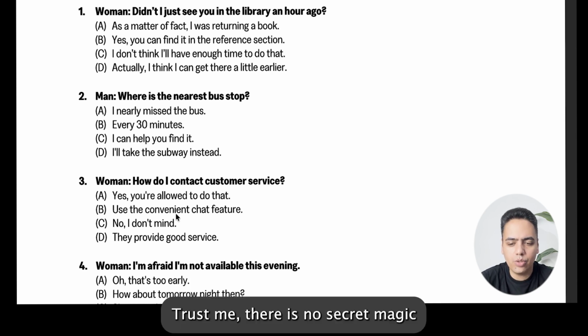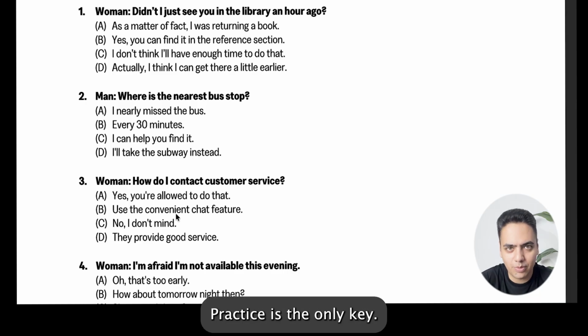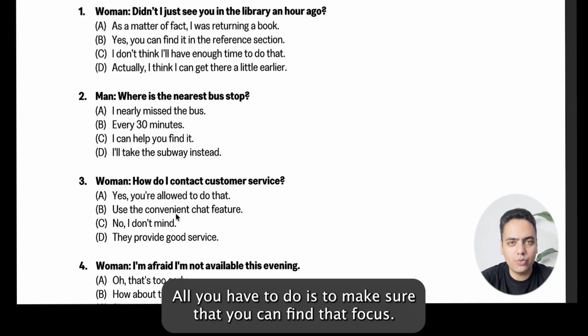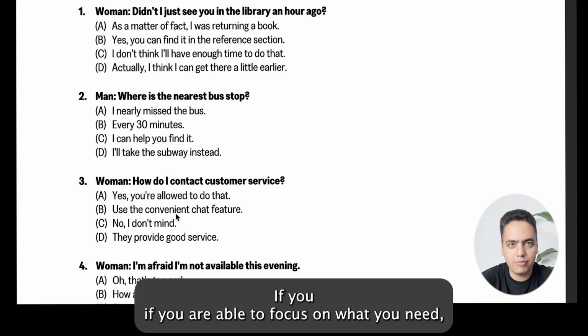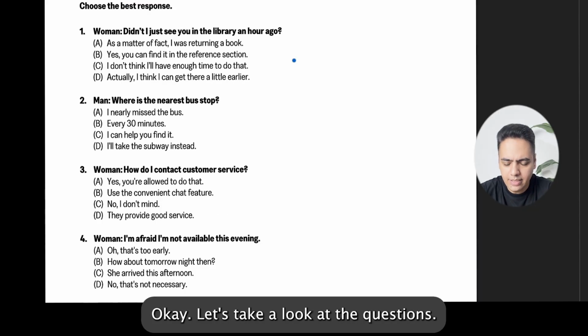Trust me, there is no secret magic for me or any other teacher or trainer to tell you. For listening, practice is the only key. All you have to do is make sure that you can find that focus. If you are able to focus on what you need, you are going to be in a very good spot. Okay, let's take a look at the questions.